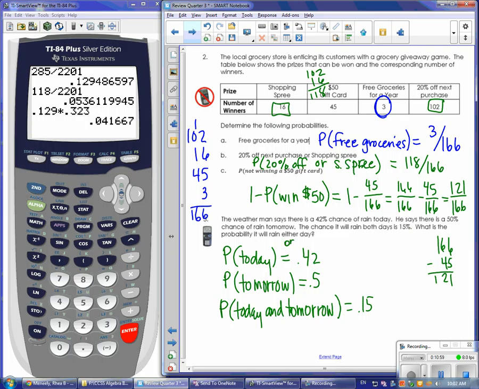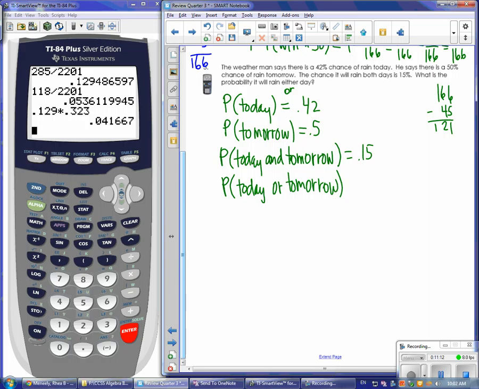We want to find the probability that it will rain either day. Either means or. So we want to find the probability of today or tomorrow. And we have a rule for this. If I call rain today event A, and rain tomorrow event B, then the third one is going to be the probability of A and B. And I'm trying to find the probability of A or B. Well, we have a rule that says the probability of A or B is simply the probability of A plus the probability of B minus the probability of both A and B.